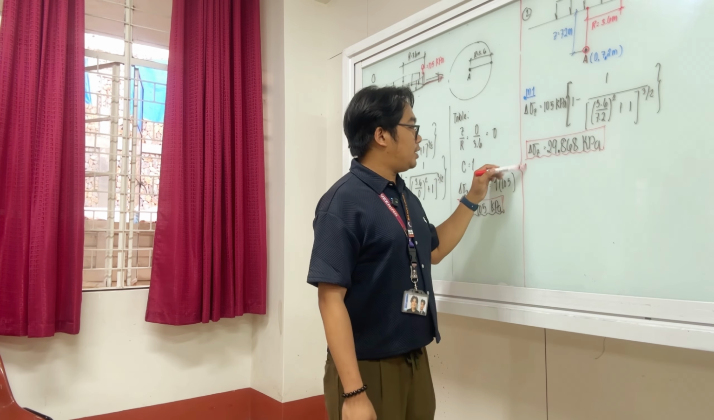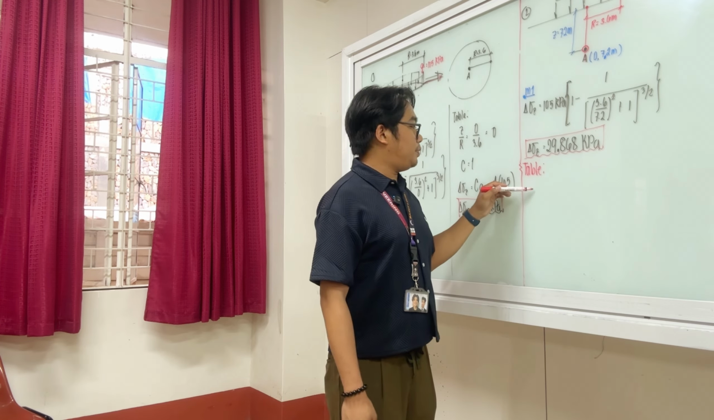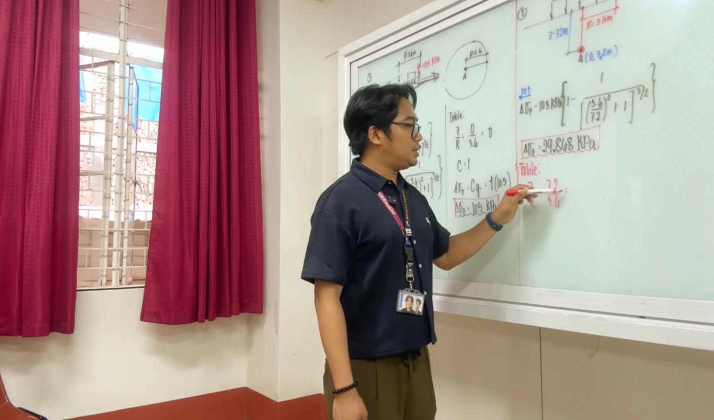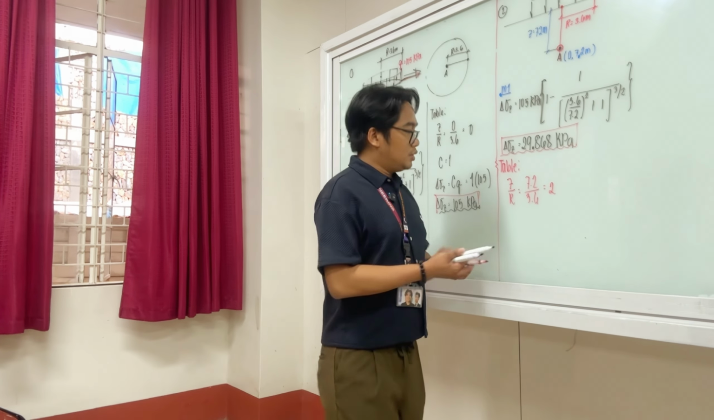Okay? Using the table naman, using table, that would be Z over R, which is 7.2 over 3.6, which is equal to 2.